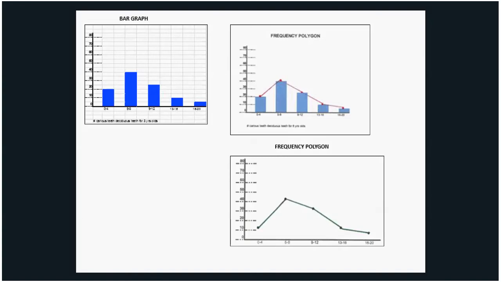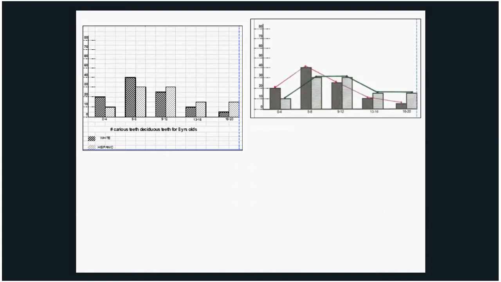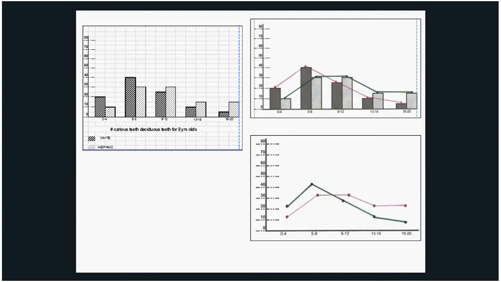So it looks like this third chart down here, to where we just have a line, and that's called a frequency polygon. Now that works well if you're looking at one variable, one group, but it also works really well if you combine more than one. So here we have our bar graph with the histogram characteristics that we looked at earlier. We could take that and connect the dots so that it would look like something like this if we're looking at two things.